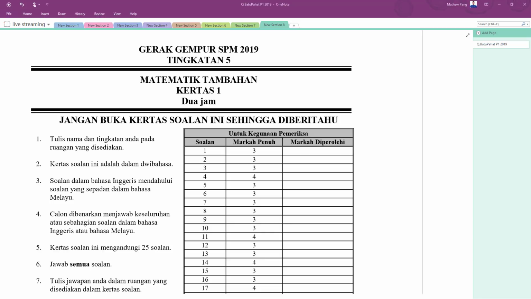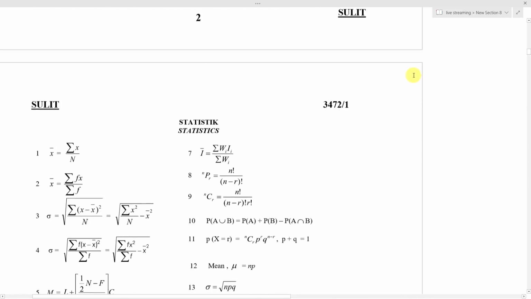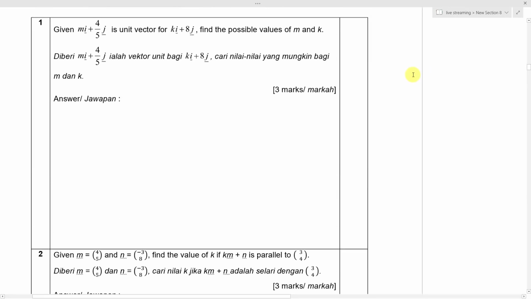Alright, so today we will discuss the Batu Pahat paper 1 for 2019, and let's begin with the paper. I already screened through all the questions. Yes, I will do this paper.